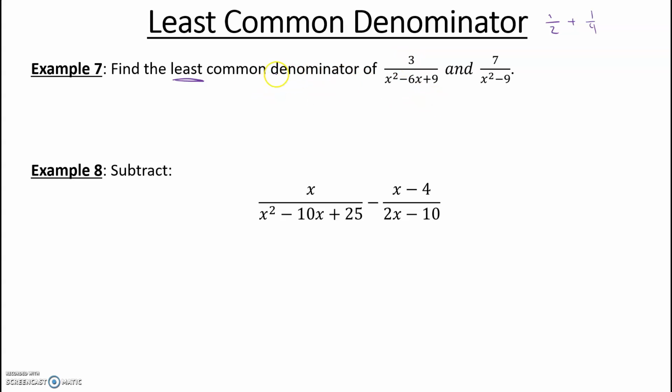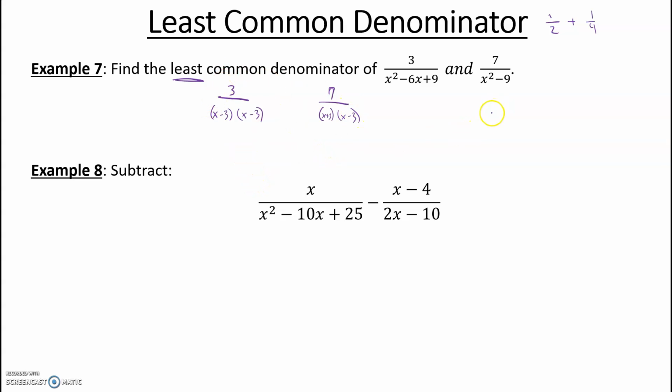So when we look at these, I'm going to go ahead and factor the first one. So the bottom, let's see what we got. Multiplies to 9, adds to -6. I'm going to put x minus 3 and x minus 3. Right? -3 times -3 is positive 9. -3 plus -3 is -6. And then the other one, x squared minus 9 is a difference of squares, so we have x plus 3, x minus 3. So you have to make sure that you grab everything.